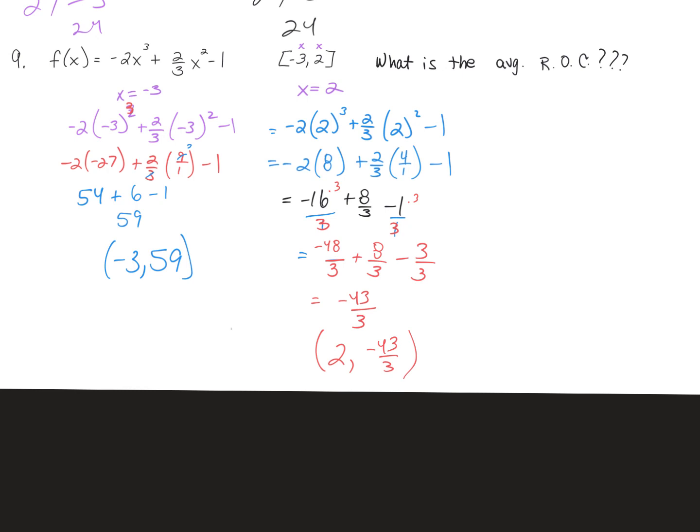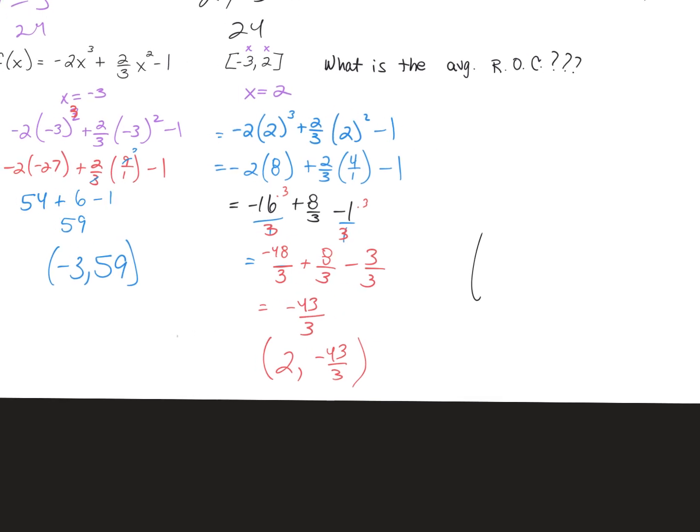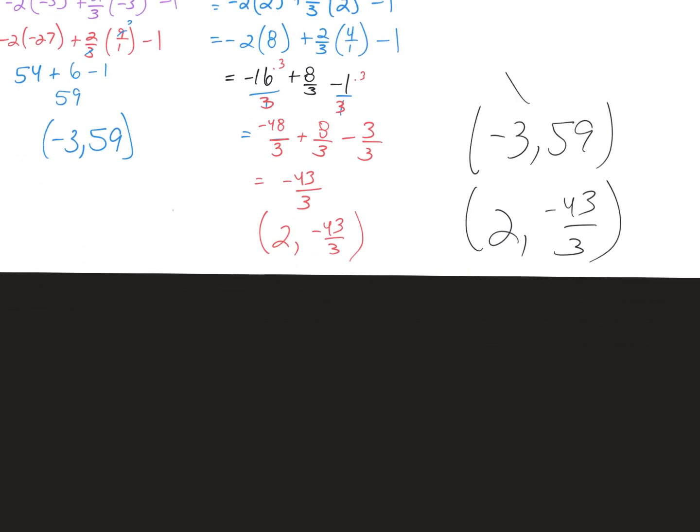All right, have we found the rate of change yet? No. All we've done is find, given the two x values, we've found two y values. That's it. How do we go about finding the average rate of change? What formula do we use? The slope. So here are my 2 points. Negative 3, 59, and 2 comma negative 43 over 3, right? So here are my x values, here are my y values. Agreed?